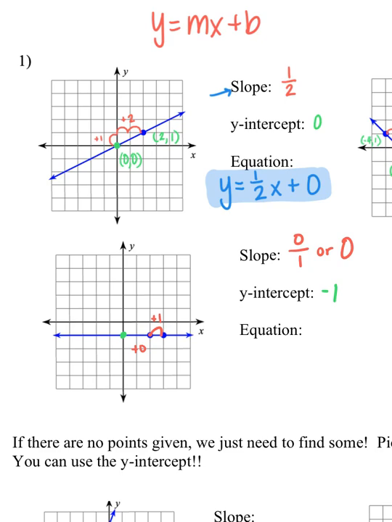Okay, goes back to what we were just talking about, the vertical and horizontal lines. So now I know my equation, y equals mx plus b. I have a 0 slope, so y equals 0x minus 1. And when we have 0 times x, we get 0, so that just cancels out. Y equals negative 1 is the equation to this line. My slope is 0. Remember, a 0 slope has a horizontal line.